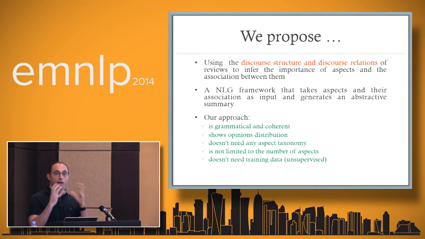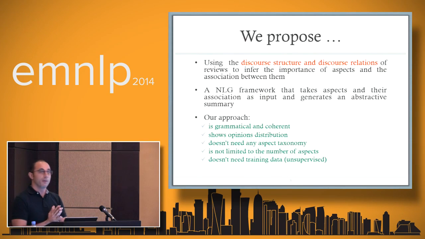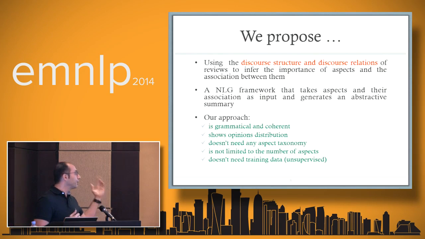Our core claim is that this rhetorical information can help us infer the importance of aspects, and at the same time the association between aspects. Once you have this information, you can pass it to a natural language generation framework and generate a summary. In this way, our approach is grammatical and coherent. It shows opinion distribution. We don't need any aspect taxonomy. It is not limited to a number of aspects. And it's totally unsupervised, so we don't need any training data.